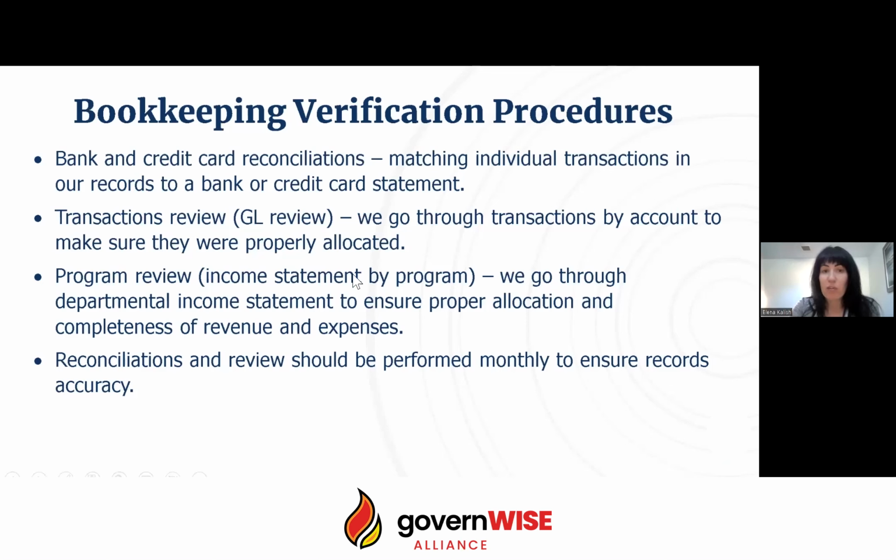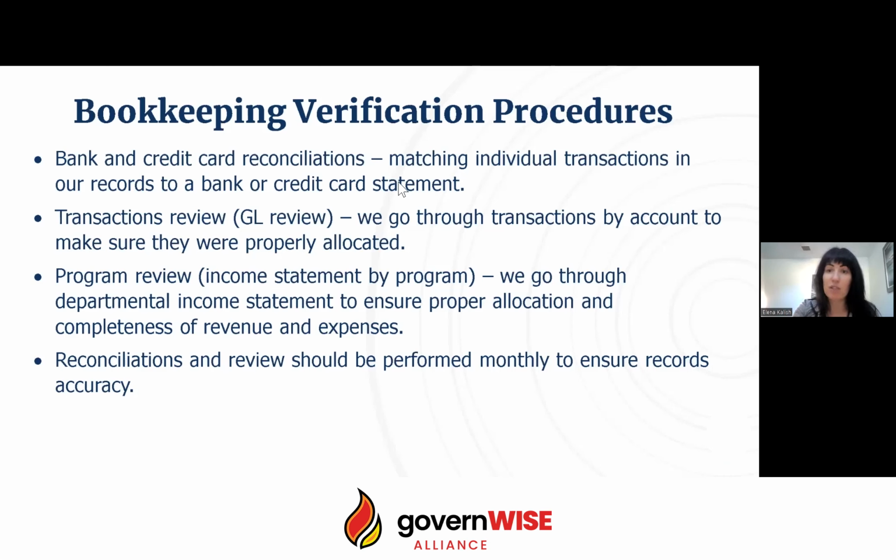Program review, or income statement by program. That departmental income statement is a very important document to review, because then we can see how every program performed, and we can see what the story is. Is there underspending, overspending? Does everything look in order? Does anything need to be corrected? And like we said, reconciliations and review should be performed monthly to ensure completeness and accuracy of our records.